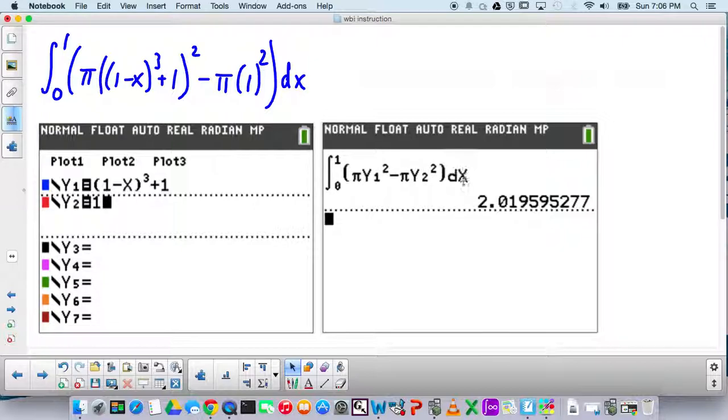We're integrating with respect to x, so we type in x, push enter, and then we get 2.01959, so we'll round to 3 decimal places, so our volume is approximately 2.020. So there's our 2 examples. You've got 3 practice problems, so go ahead and give those a shot, and then we'll come back and look at revolving around the y-axis.